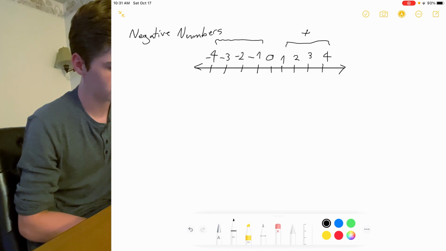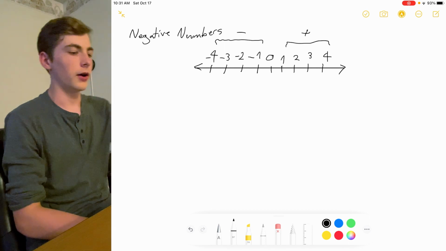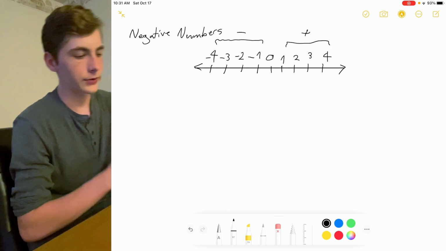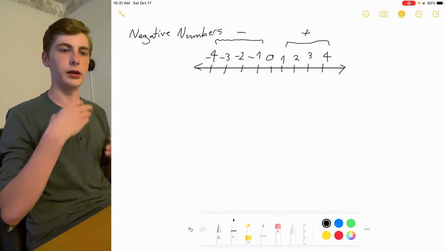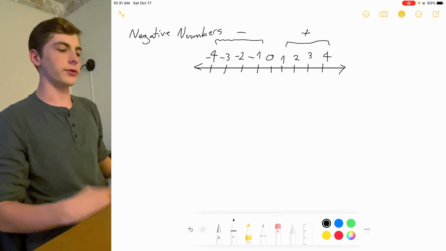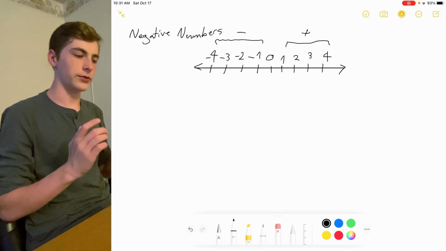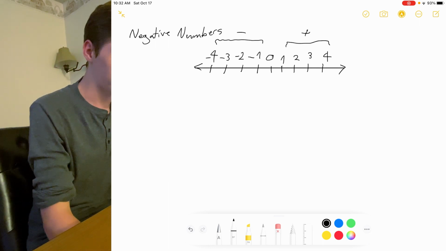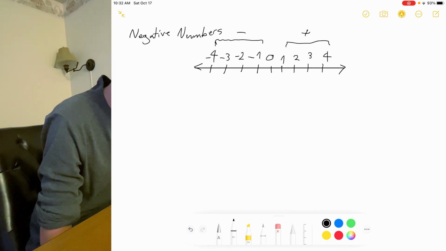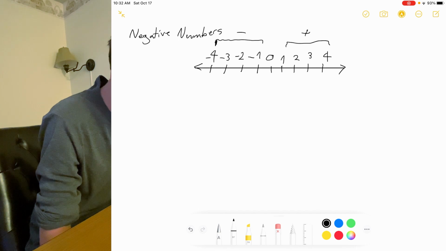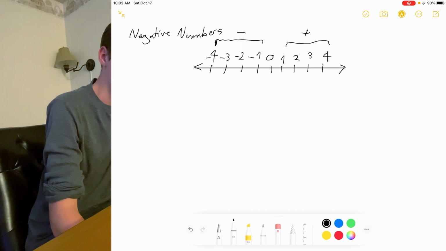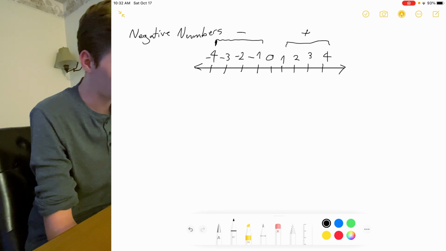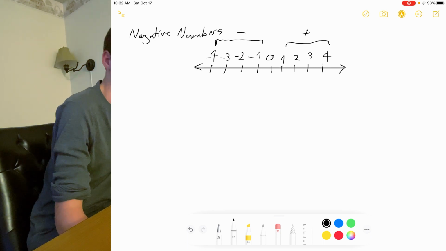So I'll say plus, minus, positive and negative. The positive numbers go to the right, so 1, 2, 3, 4. As you go farther to the right, the number gets bigger. Whereas with the negative numbers, as you go farther to the left, the number gets smaller. That idea is going to be important, because it turns out that negative 4 is actually less than, say, negative 2, and that's because it's farther to the left on the number line.